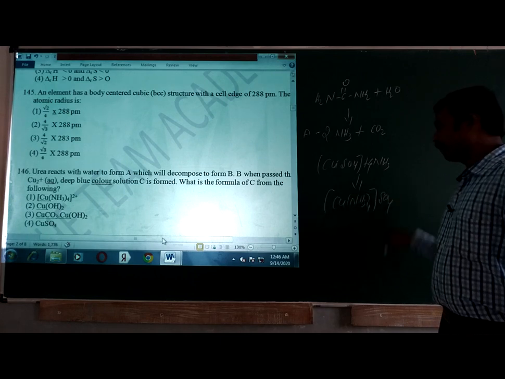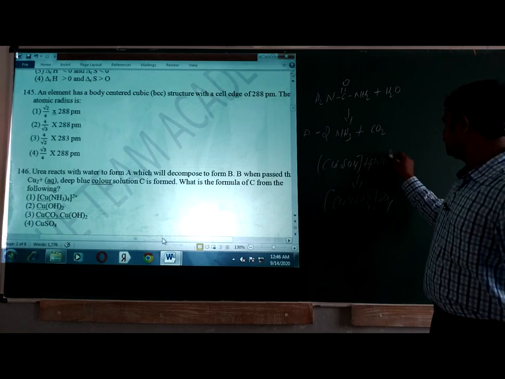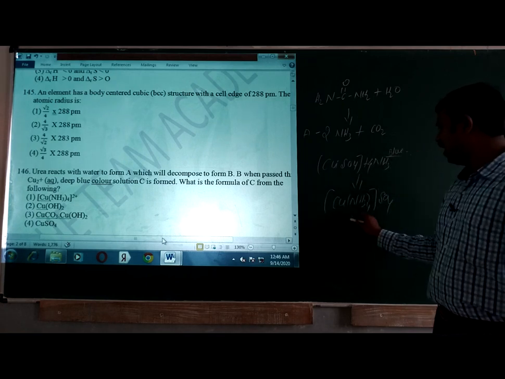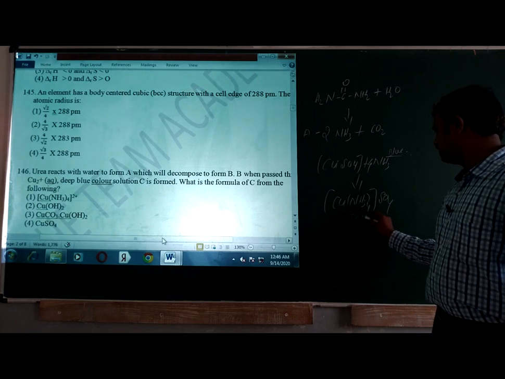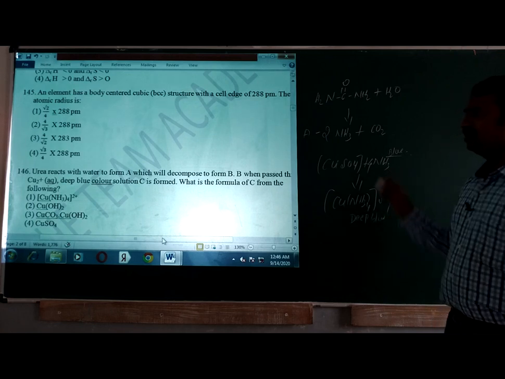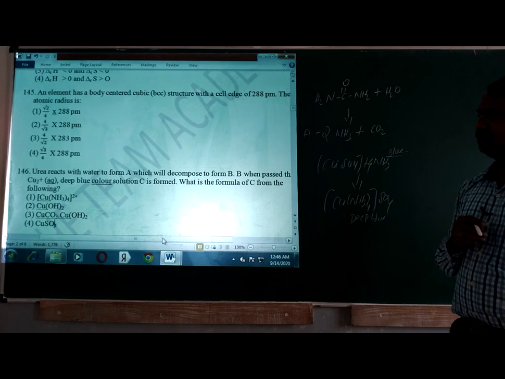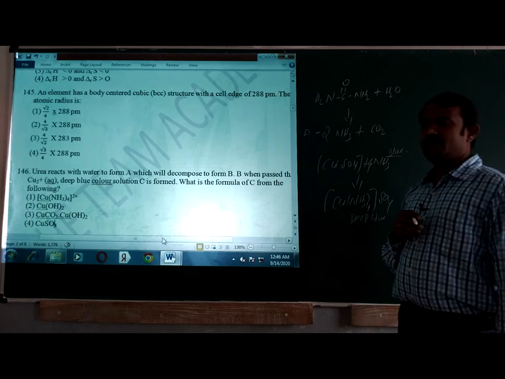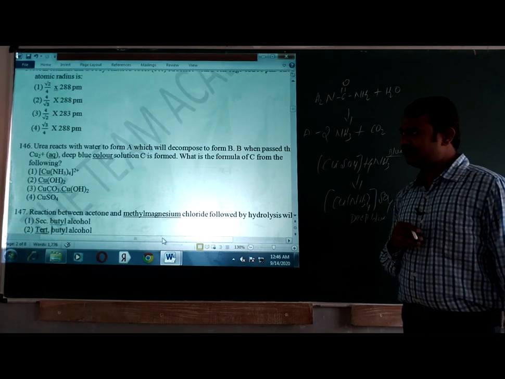Okay, this is copper sulfate, which has a blue color. When ammonia is added, it turns a deep blue color. The answer is option 1, tetraamine copper. Okay. Next one.